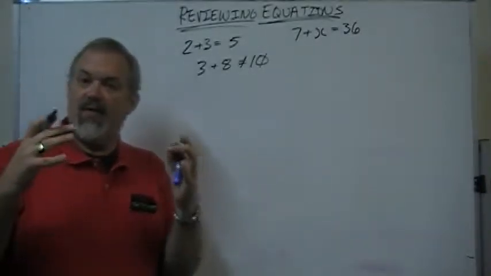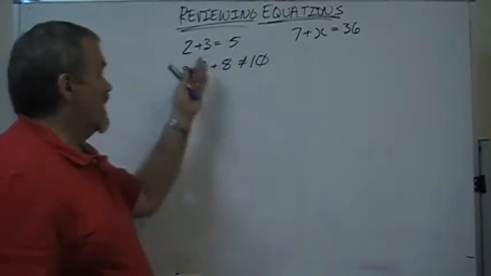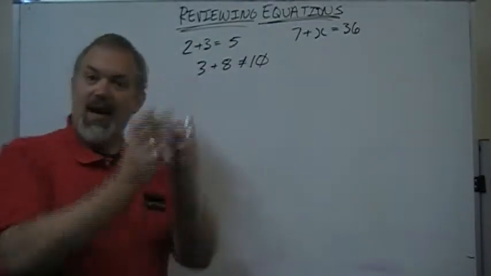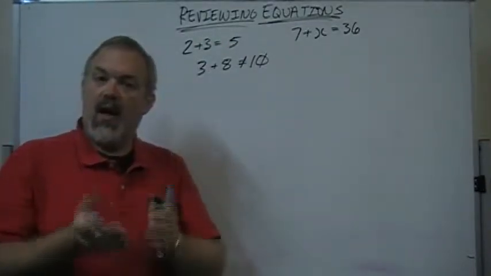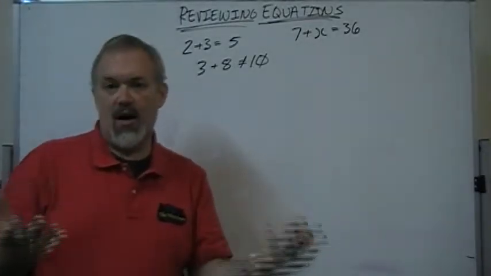And equations have both a left-hand side and a right-hand side. So whenever we think about it, the left-hand side, the right-hand side, it's divided by the equal sign. And all we're saying is that the two sides, the left-hand side and the right-hand side, are equal to each other.